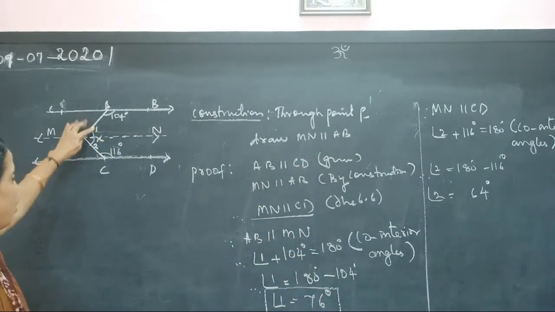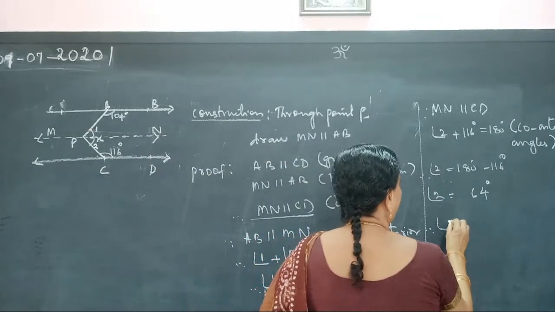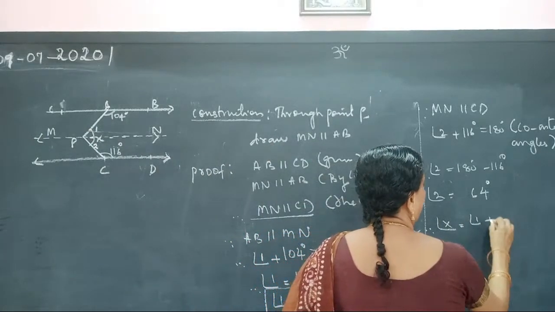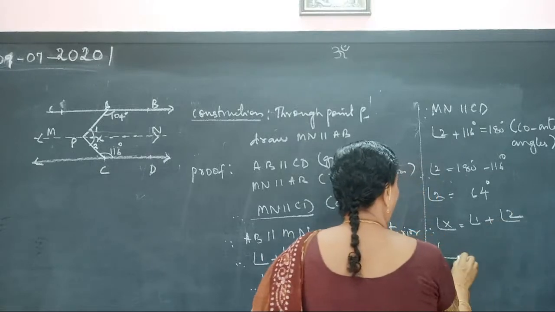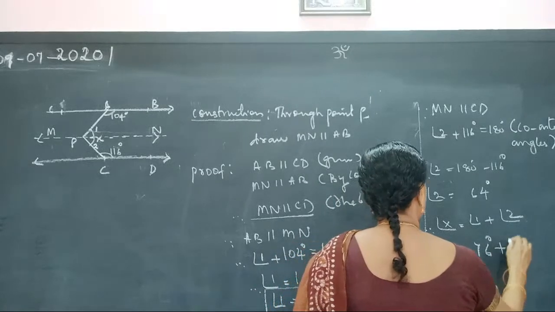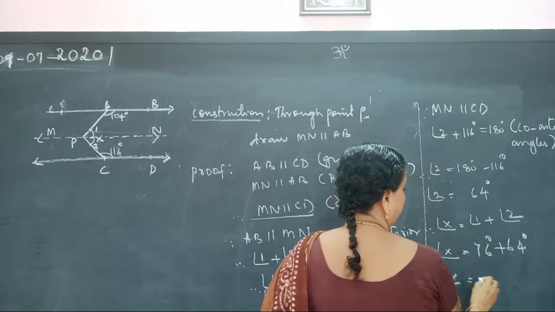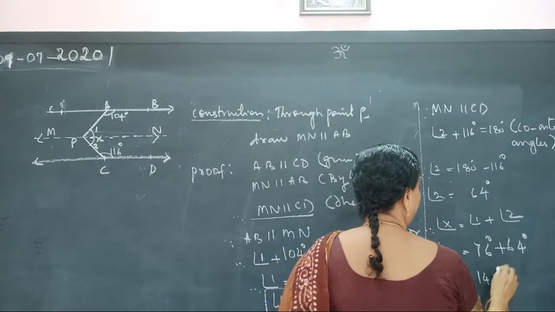X is the sum of angle 1 and angle 2. Therefore, angle x equals angle 1 plus angle 2. Angle x equals 76 degree plus 64 degree. X equals 140 degree.